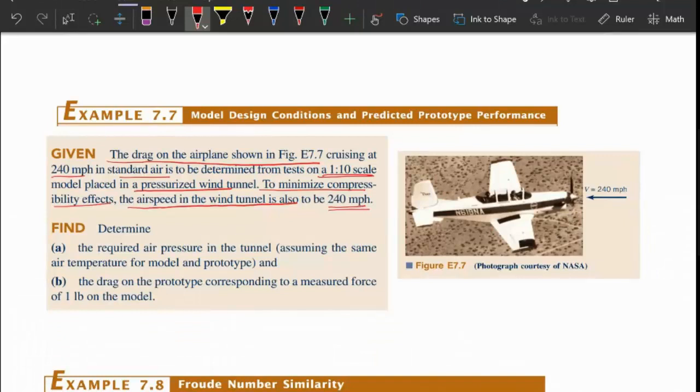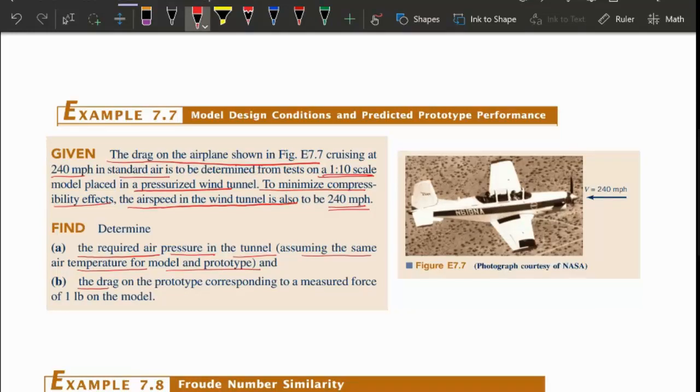That is in the wind tunnel, that is your model. You have to determine the required air pressure of the tunnel, assuming the same air temperature for model and the prototype. So you have to assume the temperature is constant. That is, the prototype is having the same temperature and you are performing your experiment also at the same temperature. So this is the assumption you have to make.